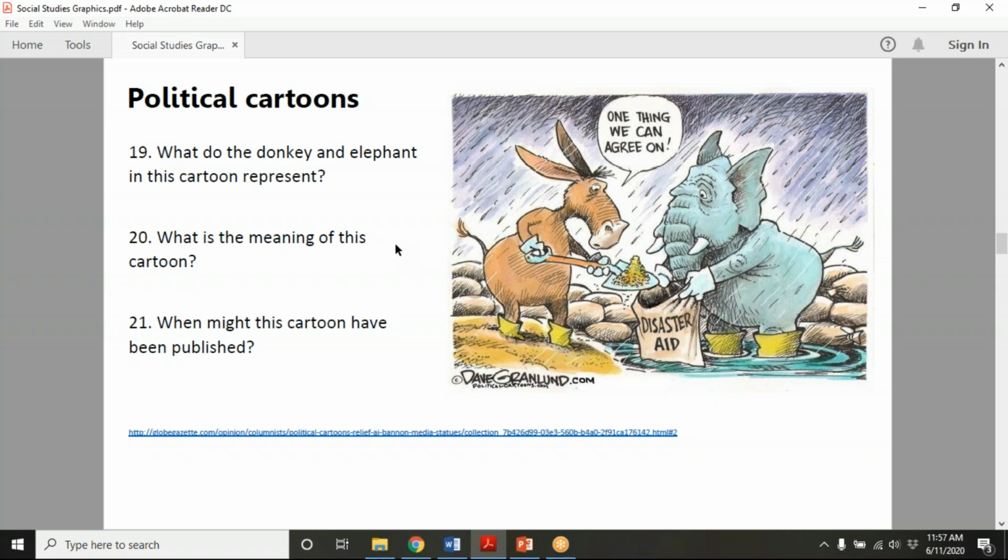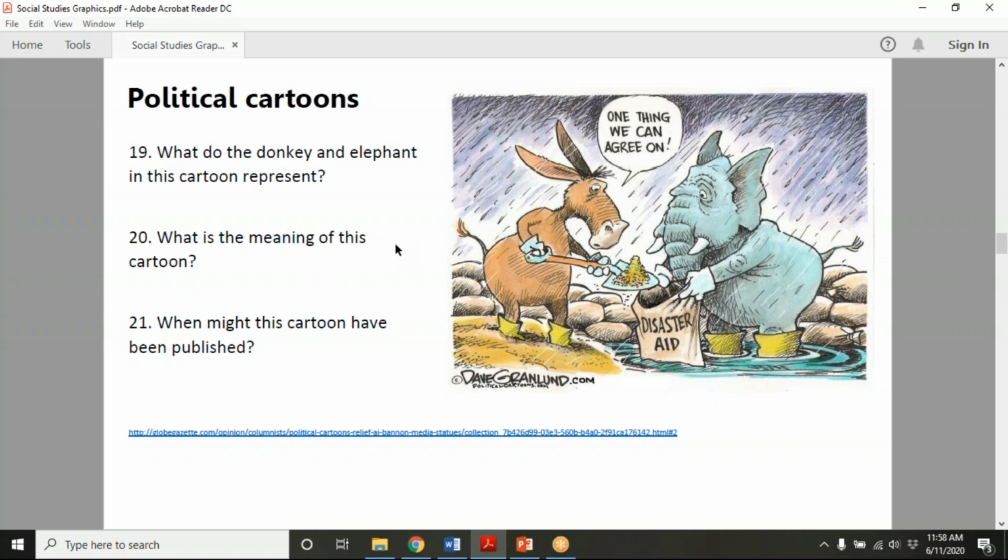This isn't a cartoon about a donkey and an elephant. It's a cartoon about the two political parties. So number 20, what is this? Look at the whole thing. What is the meaning of this cartoon? This looks like it was for Katrina or Puerto Rico. Yeah. And question number 20, when might this have been published? After something like Hurricane Katrina or the hurricanes in Puerto Rico a few years ago.